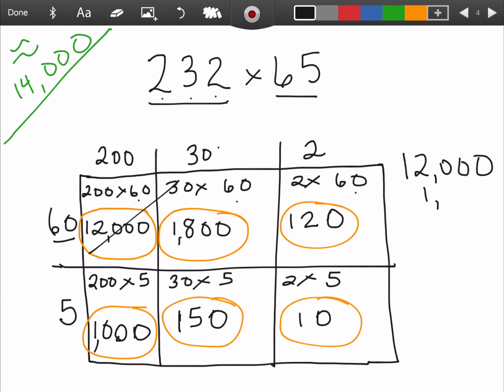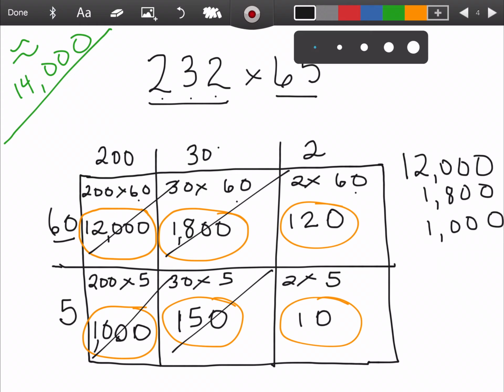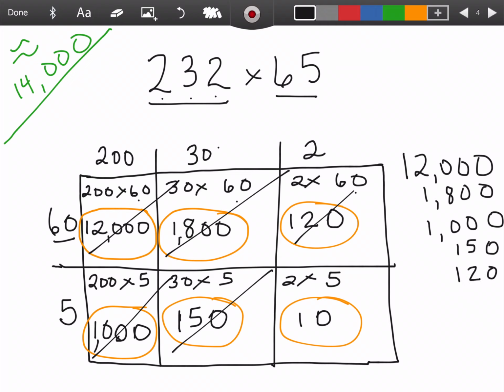Then I have 12,000. I got that one. And then 1,800 would be next. And then the next largest number is 150. Oops. Make sure you're lining those place values up. It's not 1,000. It's 150. And then 120. And finally 10. All right. I'm going to add them up. So in my ones column, I have all zeros, so I'm going to write zeros.